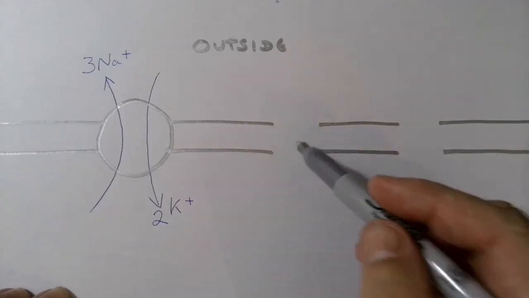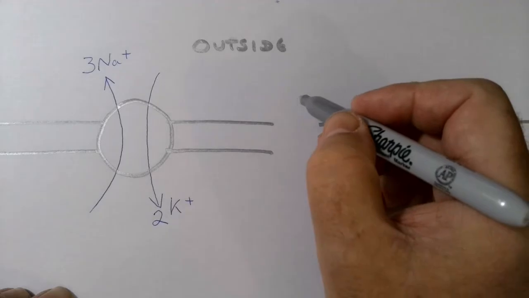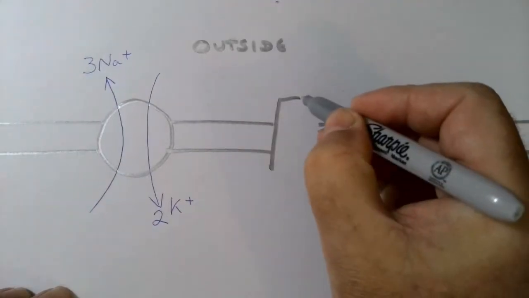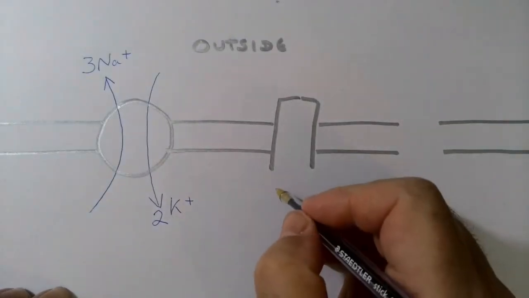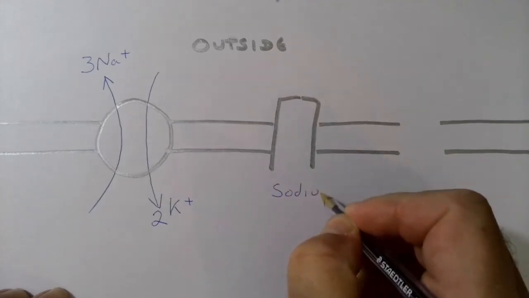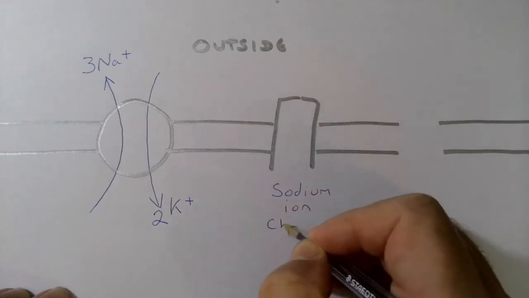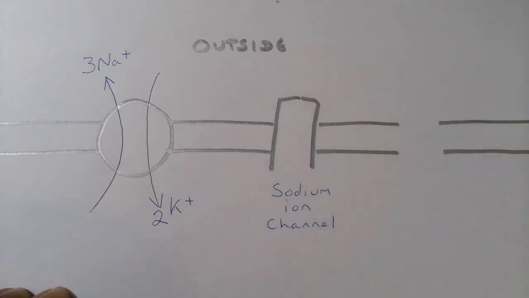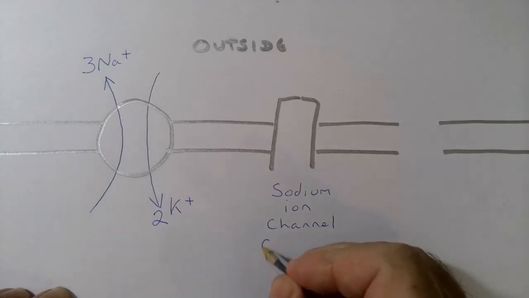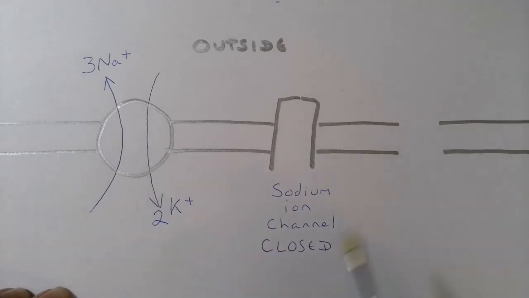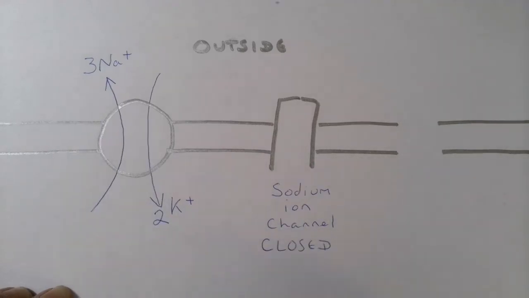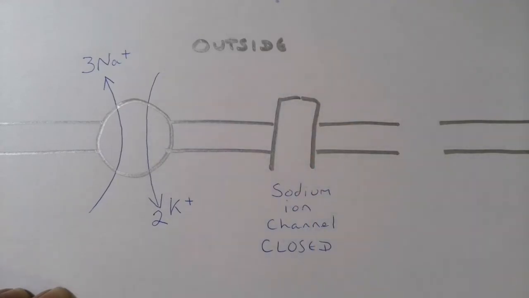Now, here I'm going to draw 2 upside down L shapes like this, and the top of the L shape is touching. That's because this represents what we call a sodium ion channel. And because this neuron is at rest, these will all be closed. There'll be lots of these studded along this membrane, but they'll all be closed at this point. So nothing's going through that channel right now.